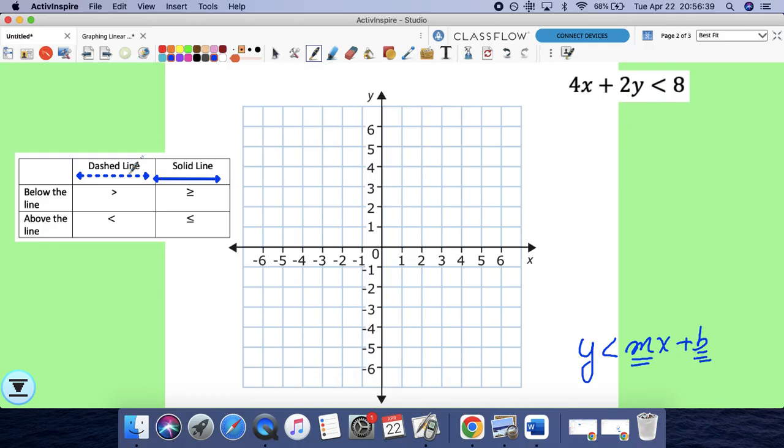But first, remember that inequality reference table I showed you last time, so I put it up again. When the inequality sign is greater than or less than, without the equal sign at the bottom, we're going to use a dashed line because points on that line are not part of our solution. And when it's greater than or equal or less than or equal, we're going to use a solid line because points on that line are part of our solution.